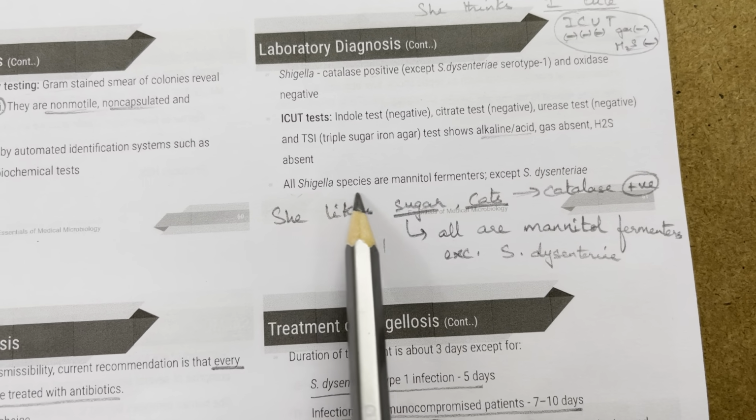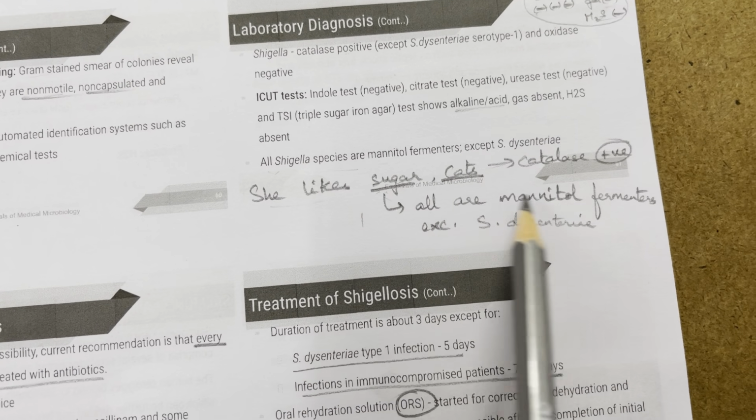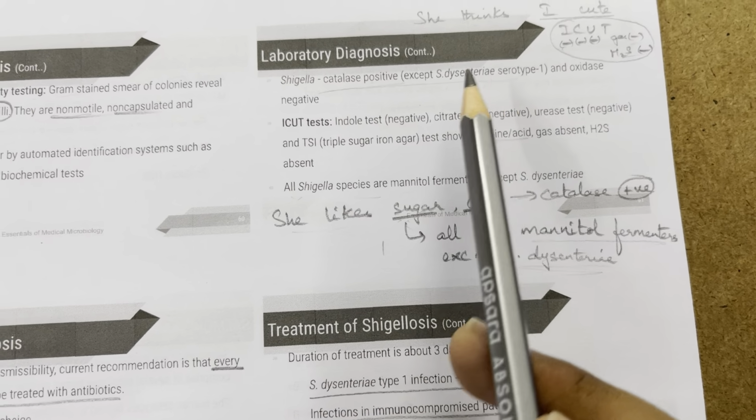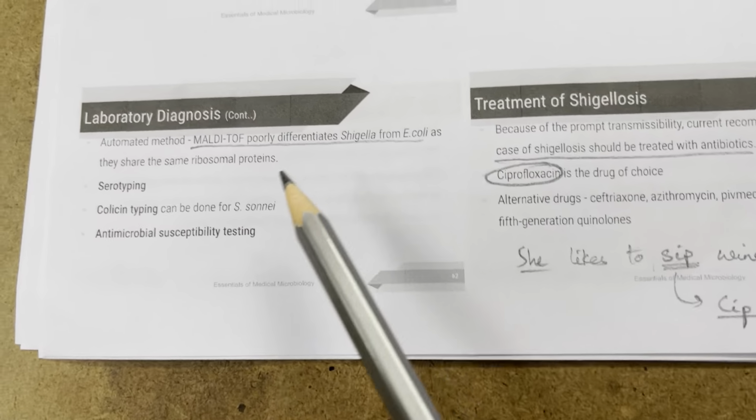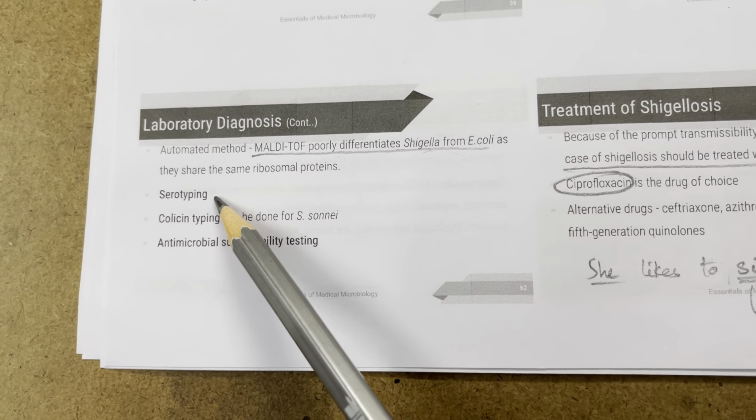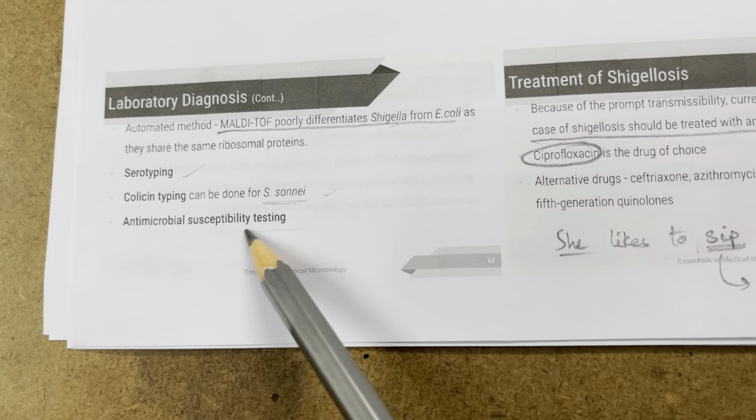All Shigella species like sugar. She likes sugar, she likes cats. All are mannitol fermenters except dysenteriae. Again, all are catalase positive except dysenteriae. Next, the automated method MALDI-TOF poorly differentiates it from E. coli. Then serotyping, colicin typing can be done for S. sonnei, and antimicrobial susceptibility testing.